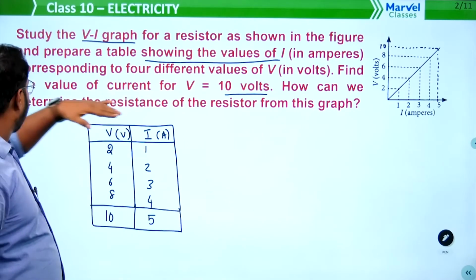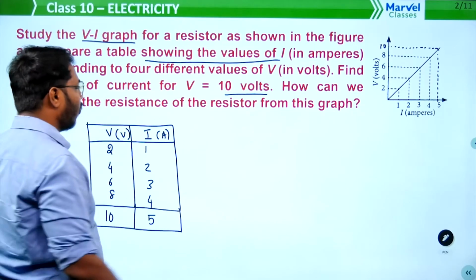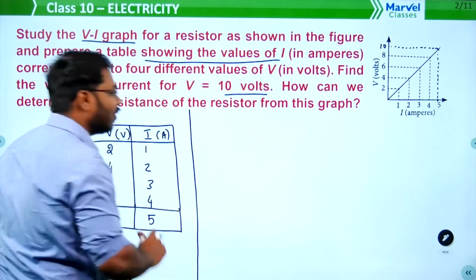Next, how can we determine the resistance of the resistor from the graph? It's very easy actually.